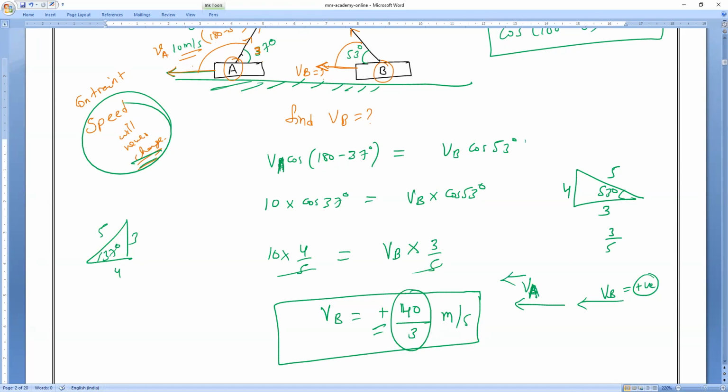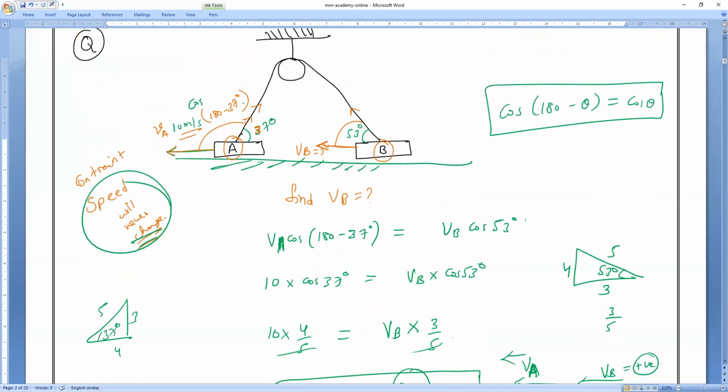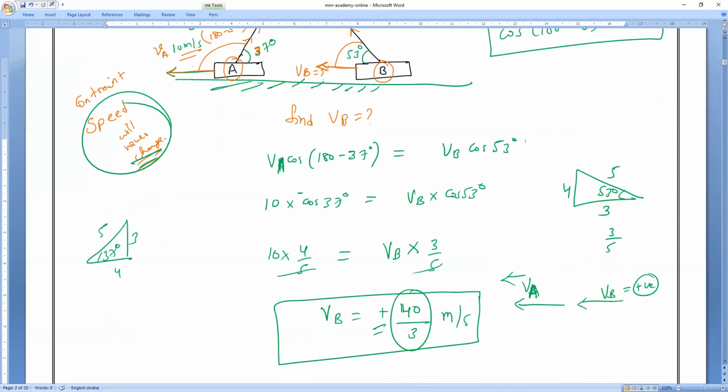So what is the VB value? VB is equal to 40 divided by... Sir, 180 minus. Tell me. Sir, cos 180 minus theta is minus cos theta. Sir, check it correctly. Second quadrant cos is negative, sir. Correct. So then it will turn into minus cos theta. Am I right? Yes, sir. So minus cos theta, so it will turn into minus 4 by 5.